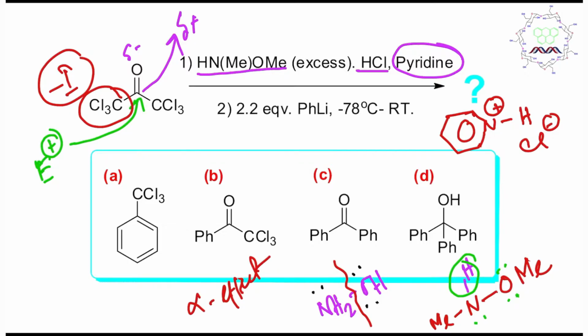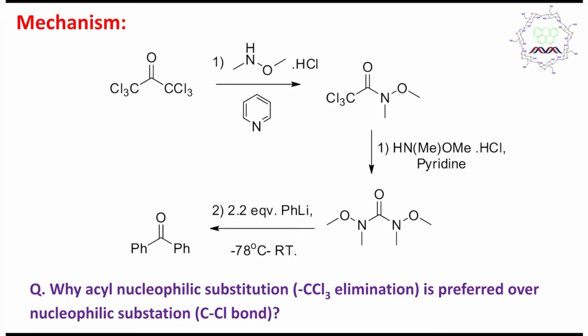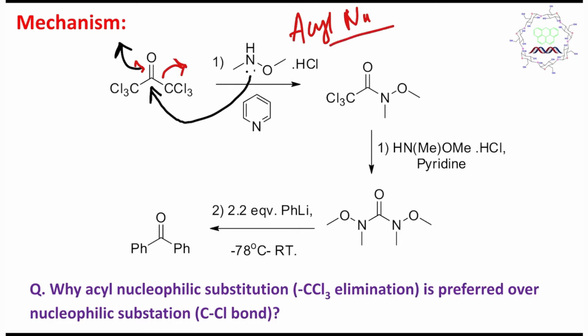So we understand that the first step is the nucleophilic attack of this nitrogen on this carbonyl carbon. Okay, so let's see the mechanism stepwise. The first step is this lone pair will attack here, the carbonyl will open up, and this CCl3 will leave. This reaction is nothing but acyl nucleophilic substitution, and I have already made a dedicated lecture on it. You may visit it for better understanding.